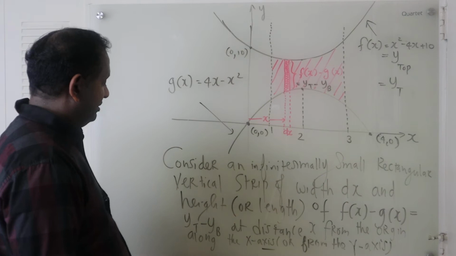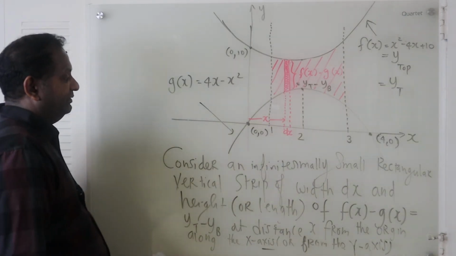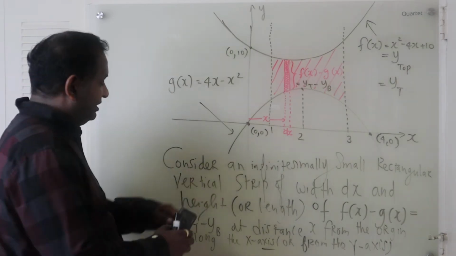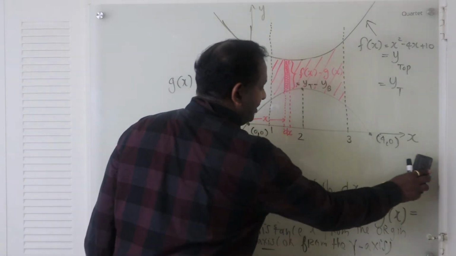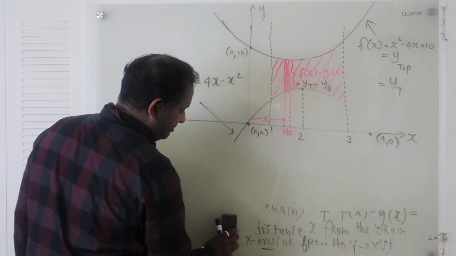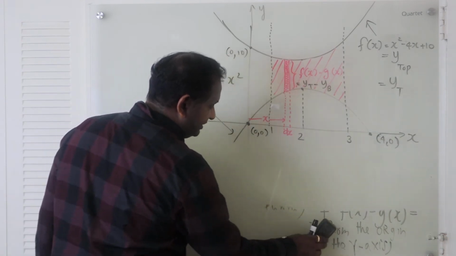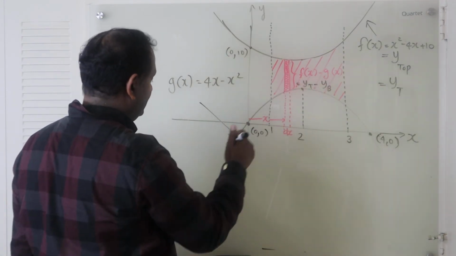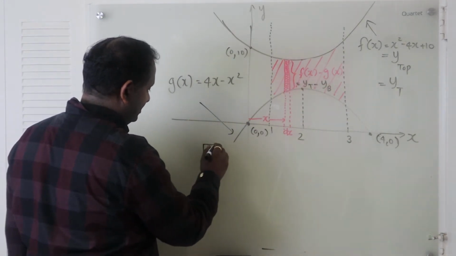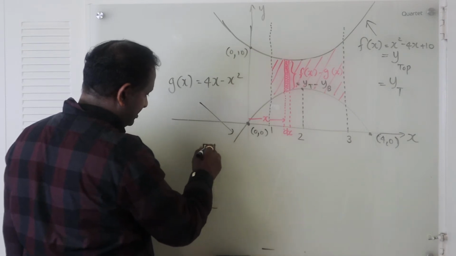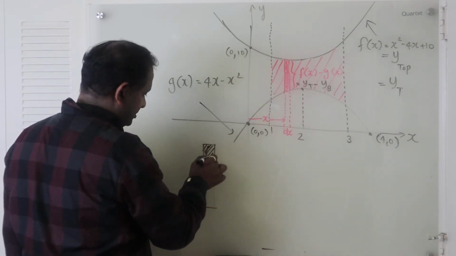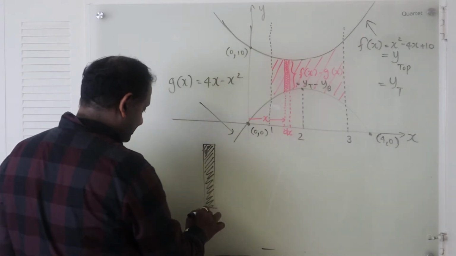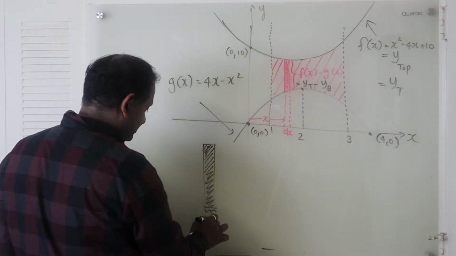From the origin along the x-axis or from the y-axis. Okay. Then I'm going to take this small strip out and work on that. And later on, I'm going to stack the small strips on each other to cover the whole region. See? So its width is dx.